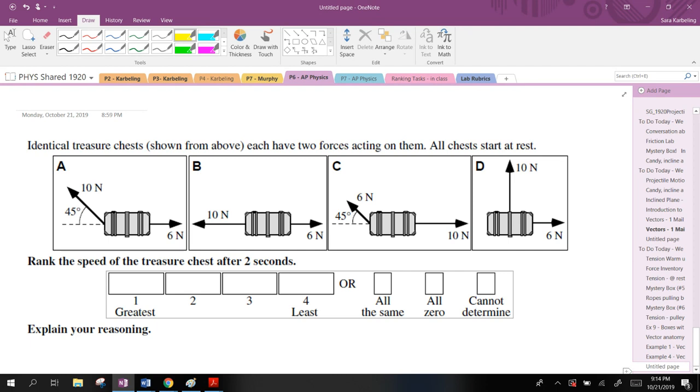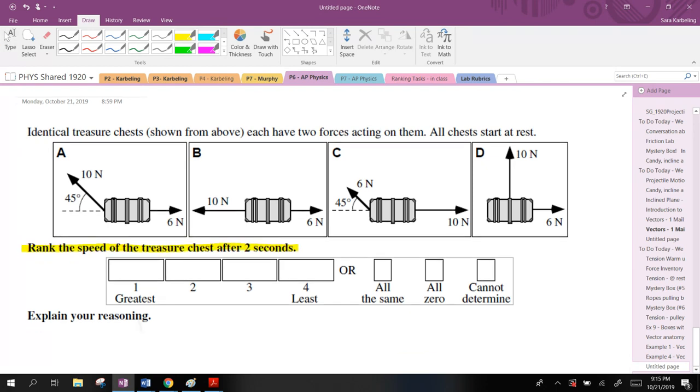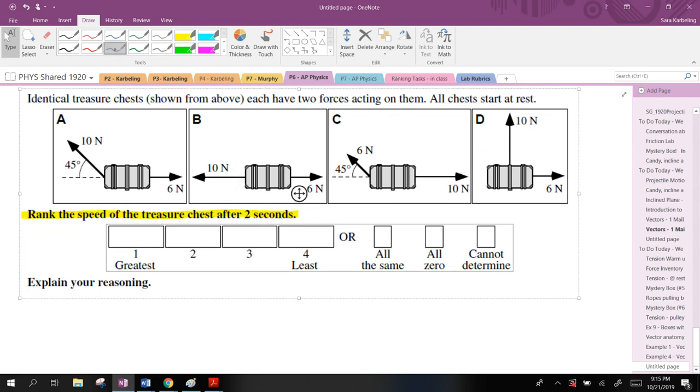So we've got identical treasure chests shown from above. It's like it's happening on a deserted island, right? Except there are maybe two pirates fighting over this thing. We're looking at it from above and watching the results happen here. In each of these cases, there is a 10 Newton force and a 6 Newton force being applied to the treasure chest. The question asks for us to rank the speed of the treasure chest after 2 seconds. So we have to do a little bit of physics thinking here, don't we?